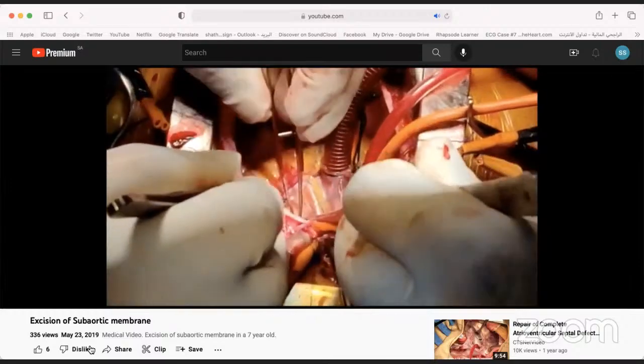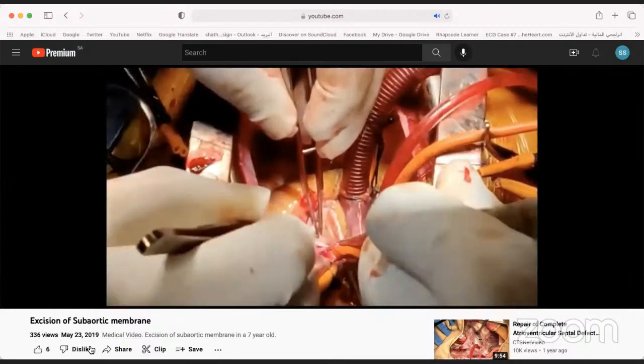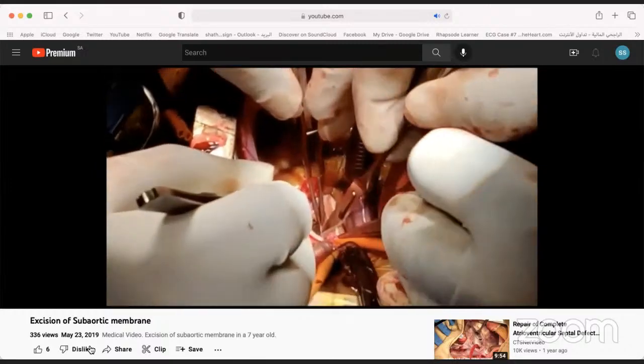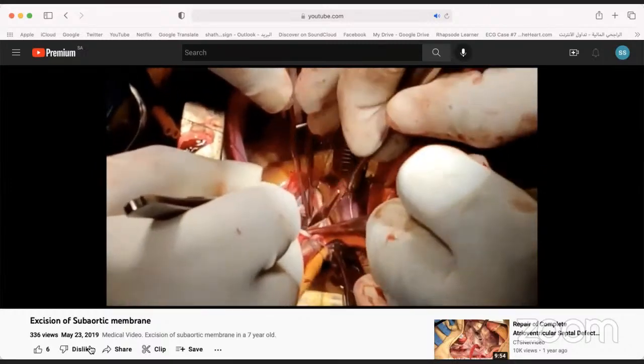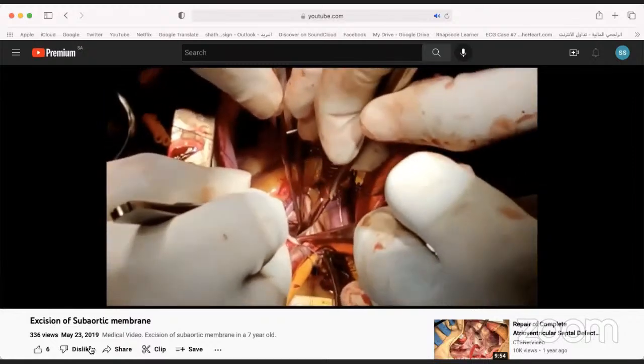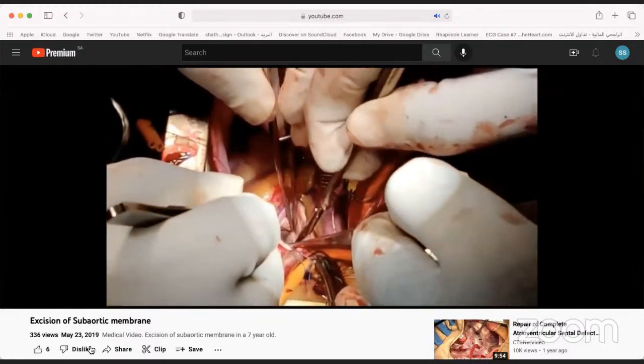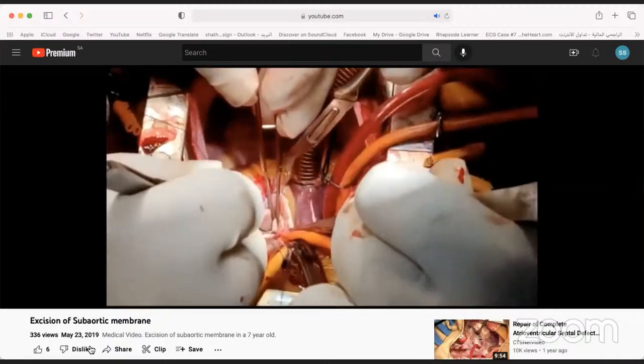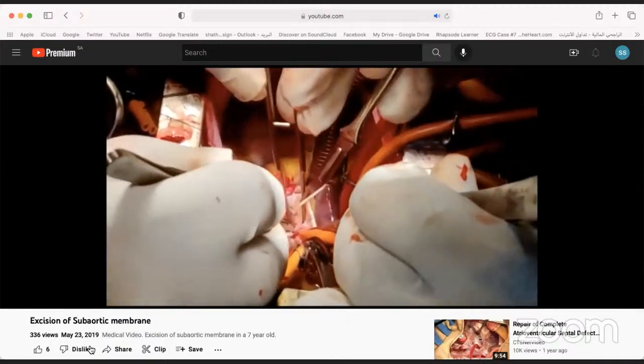So that is now going slightly towards the RCC, NCC area, but making sure we are not going up to the nadir of the NCC, where there is a chance for a heart block. So a little bit more excision of the tissue.